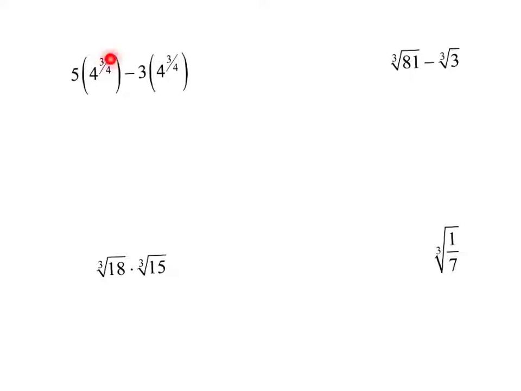Okay, so on the first one, I have 4 to the 3 fourths and 4 to the 3 fourths, so I can go ahead and just do the numbers inside. So I get 2 times 4 to the 3 fourths. And then for the 81 and the 3, they're not the same, but I bet I can make them that way. 81 is 4 threes being multiplied. Just copying down the rest of it.